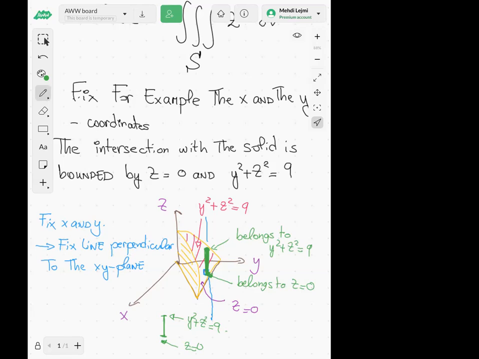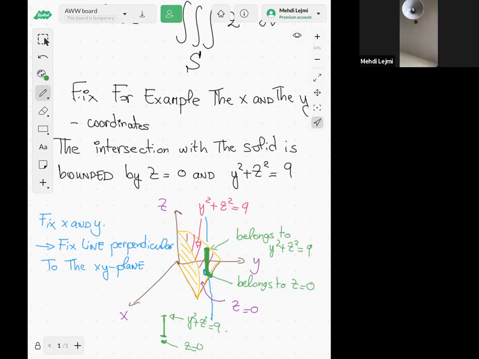Now, this would only be the first step. Sorry. Yeah, this is the first step. Here I'm fixing x and y, but instead of x and y, you can also fix x and z or whatever and see what happens, right? So here I'm fixing x and y, taking this perpendicular line to the xy plane, this blue line, and I have to check the intersection of this perpendicular line to the xy plane with the solid. So I got this green segment, right?